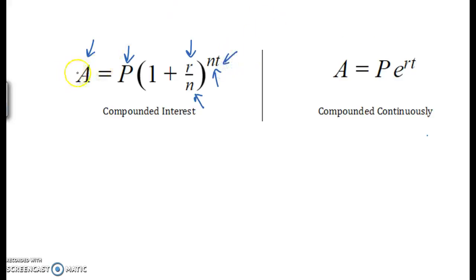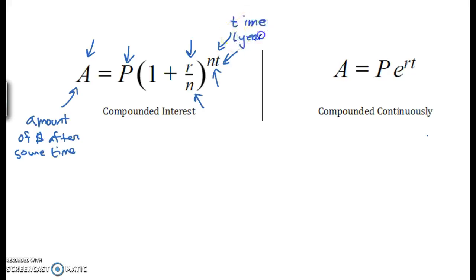So we talked about how compound interest works. It gives us an amount of money after a certain amount of time has passed. So this is the amount of money after some time, usually defined later on. As you might have suspected, this T stands for time, usually in years when we're talking about interest.